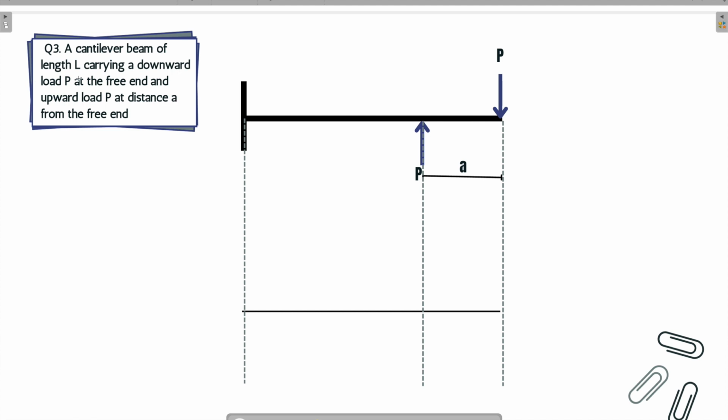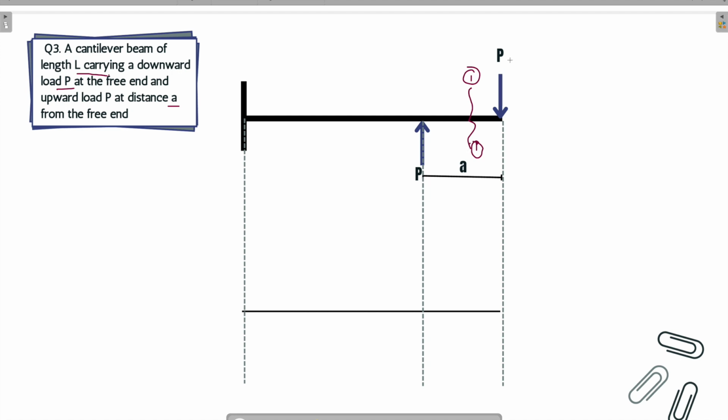A cantilever beam of length L carrying a downward load P at the free end and an upward load P at a distance A from the free end. So there is a figure over here. The downward load is acting over here and the upward load is acting over here. There is a distance A between them. What we have to do is draw a shear force diagram again. We cut a section as usual. Let this section be 1, 1.